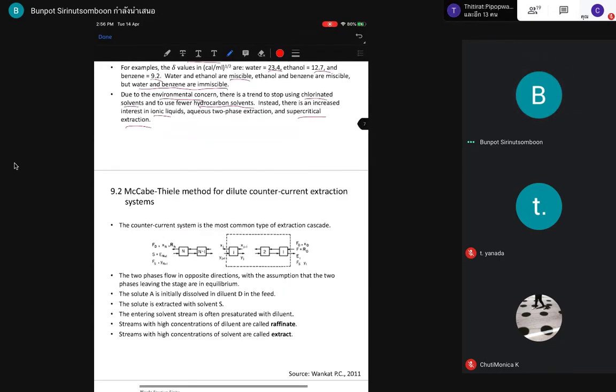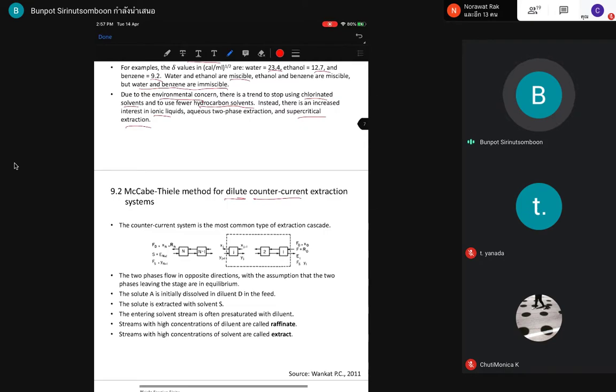Okay, next, let's get into how to do the calculation. One of the simple processes that we're going to consider is the countercurrent unit with a dilute solute. As you know, similar to previous chapters on absorption and stripping, if you have a low concentration of solute, it makes our calculation simpler and easier to solve. And that's what we are dealing with here.